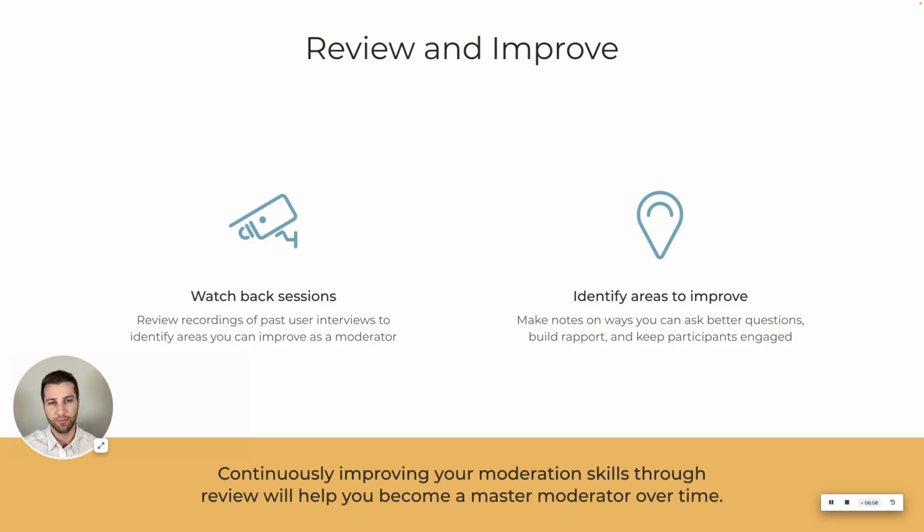All right, review and improve, right? You're never going to be perfect. You're never going to get it right the first time, especially early on. So watch the sessions back and really try to identify areas that you can improve. Don't just watch the participant and what they did, watch yourself as well and say, hey, where could I have gone a little deeper? What question could I ask that would have drawn them out a little more? Or where was I maybe biasing them in the study? Watch yourself back, find different ways that you can improve. Very important to do this.